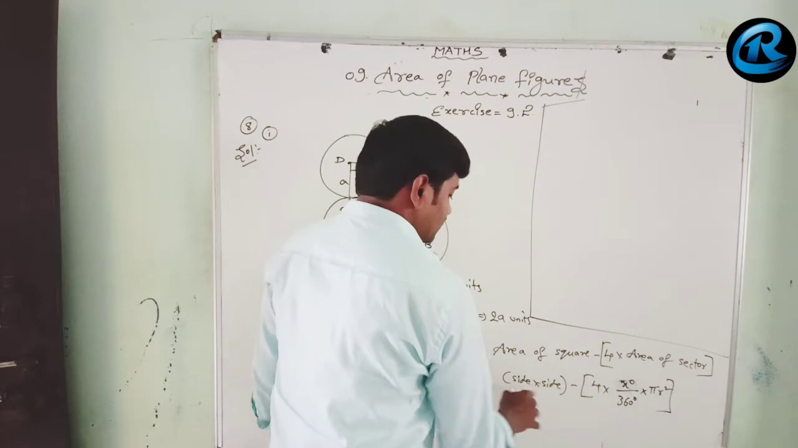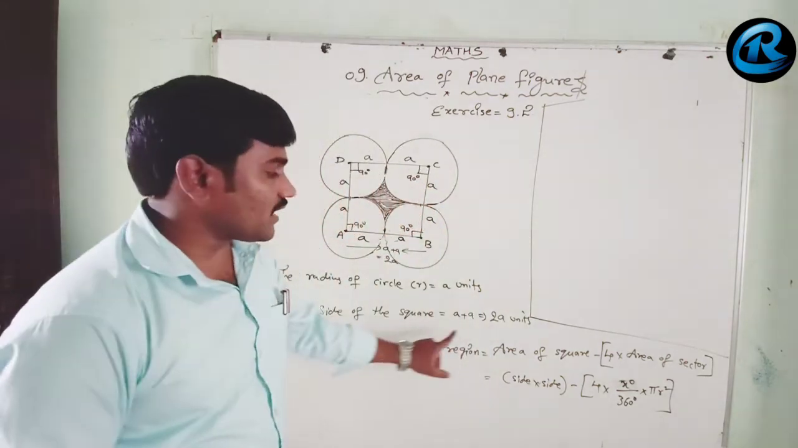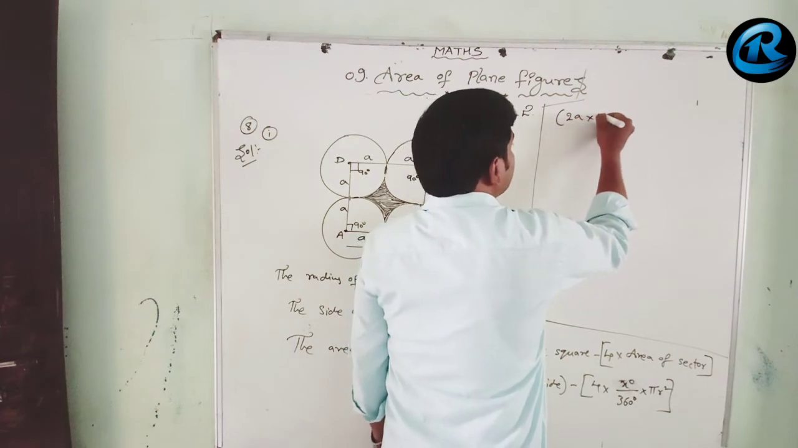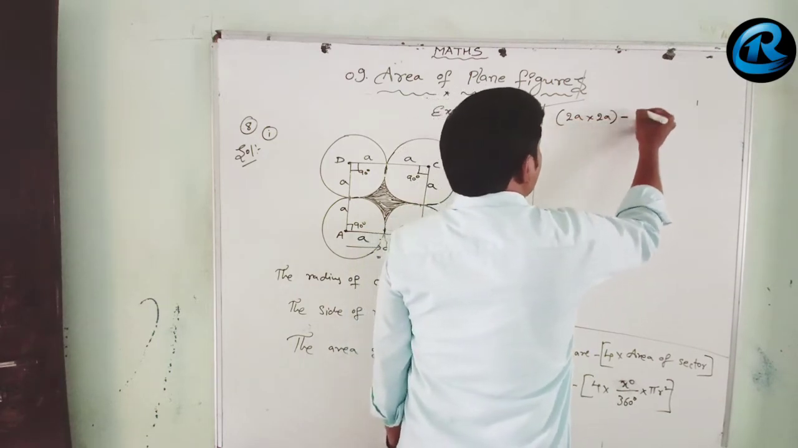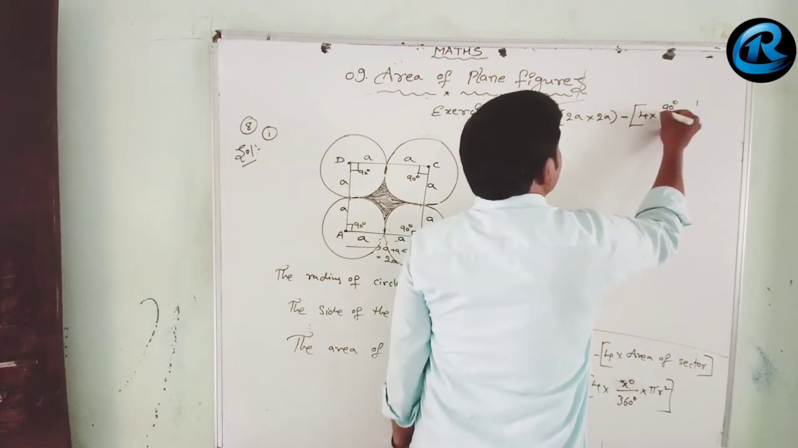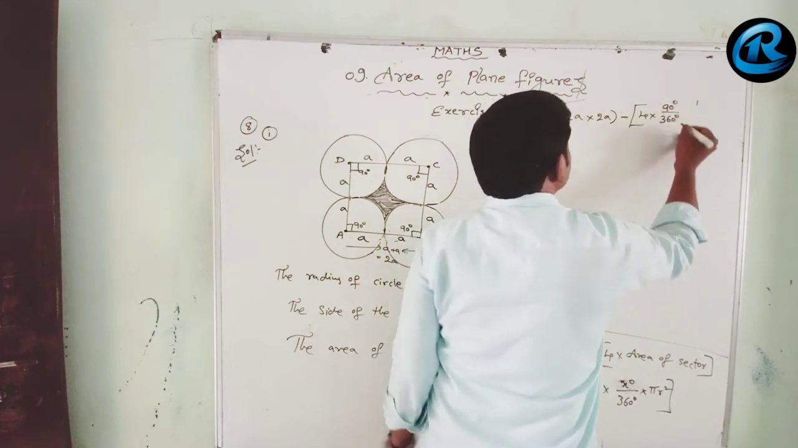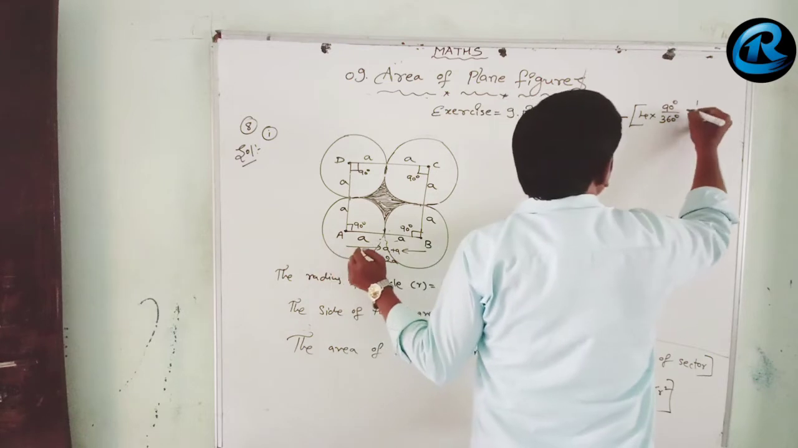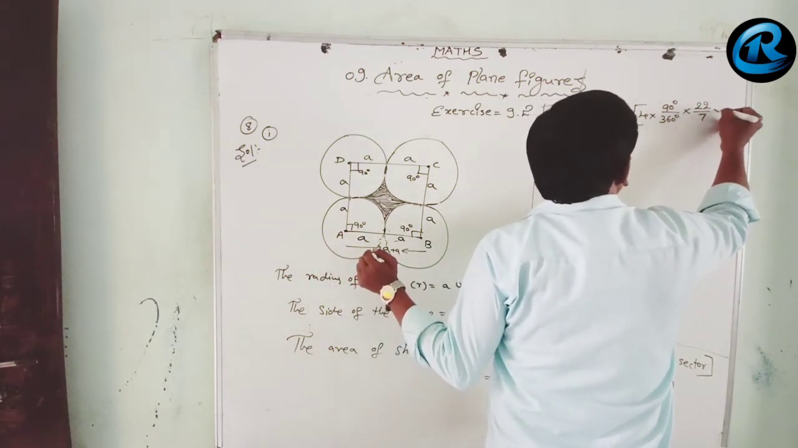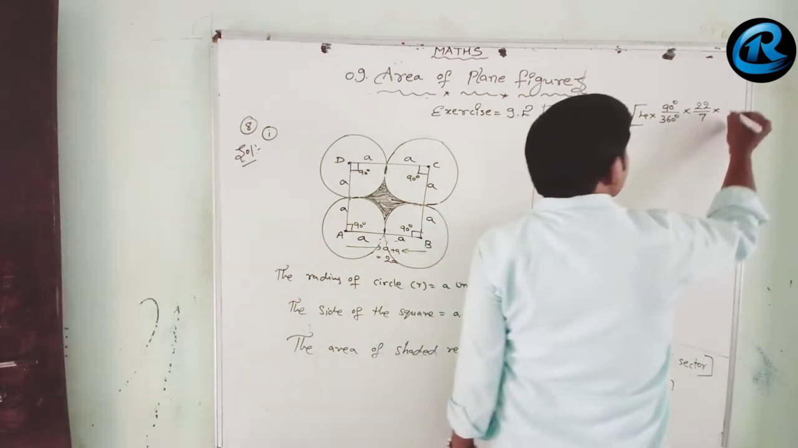Now here side into side. What is the side of the square now? 2a. So 2a into 2a minus 4 into x, which is nothing but 90 degrees, by 360 degrees because the square makes 90 degrees, into pi r square. Pi is 22 by 7. Here r square is a into a.